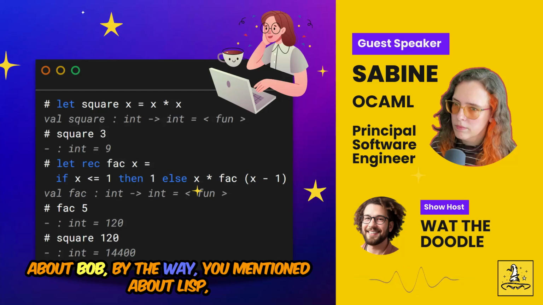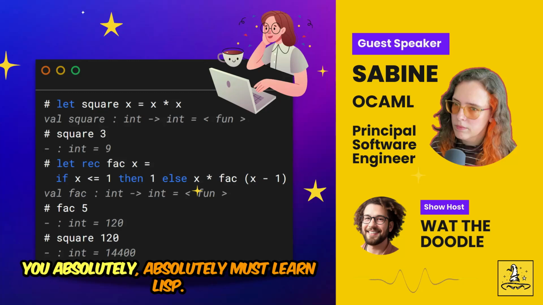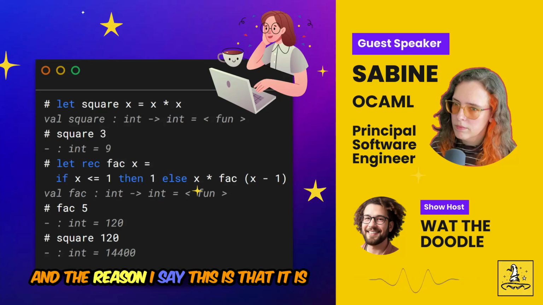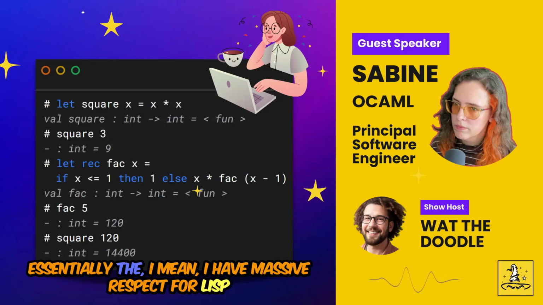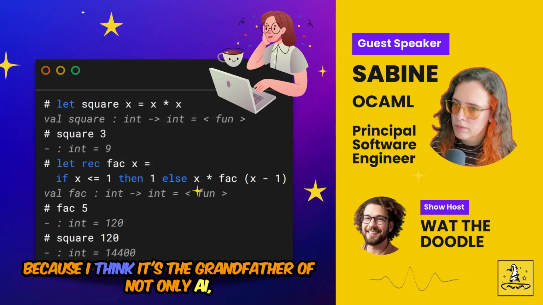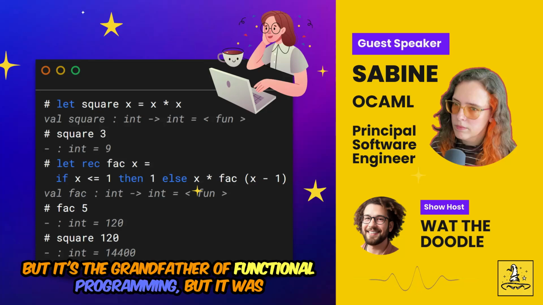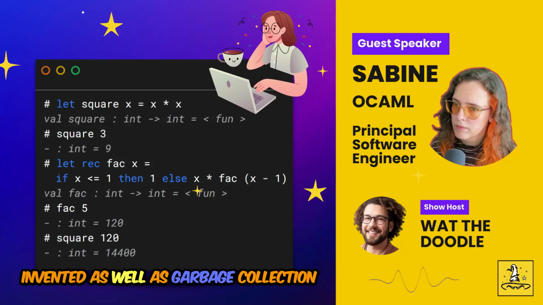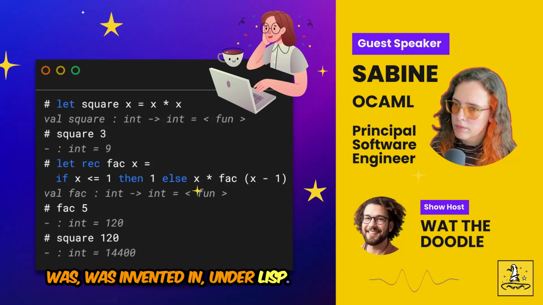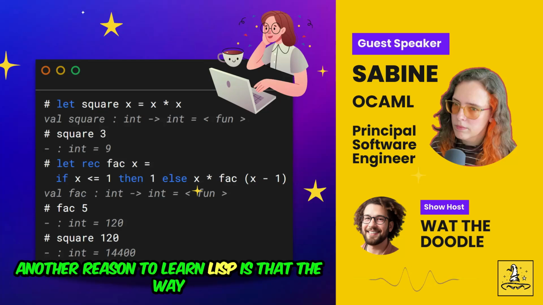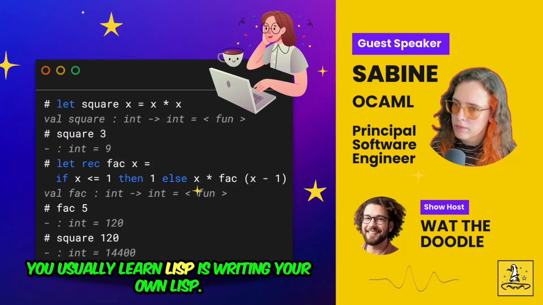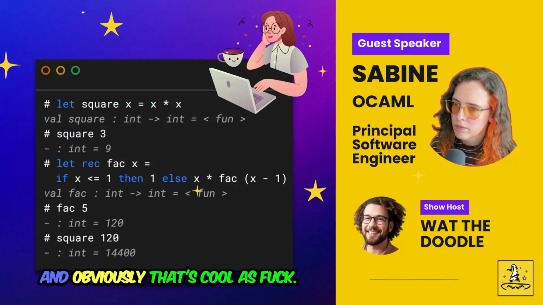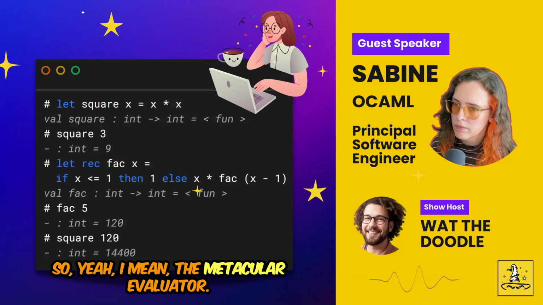And one thing about Bob, by the way, you mentioned Lisp. You absolutely must learn Lisp. I have massive respect for Lisp because I think it's the grandfather of not only AI, but also of functional programming. Even the if conditional statement was actually invented, as well as garbage collection, under Lisp, I believe. Another reason to learn Lisp is that the way you usually learn Lisp is by writing your own Lisp, and obviously that's cool as fuck. Yeah, I mean the metacircular evaluator.